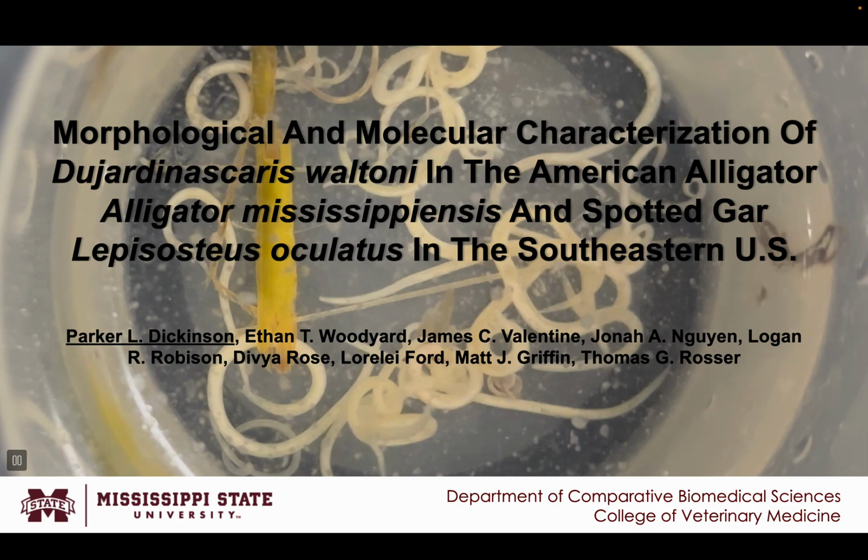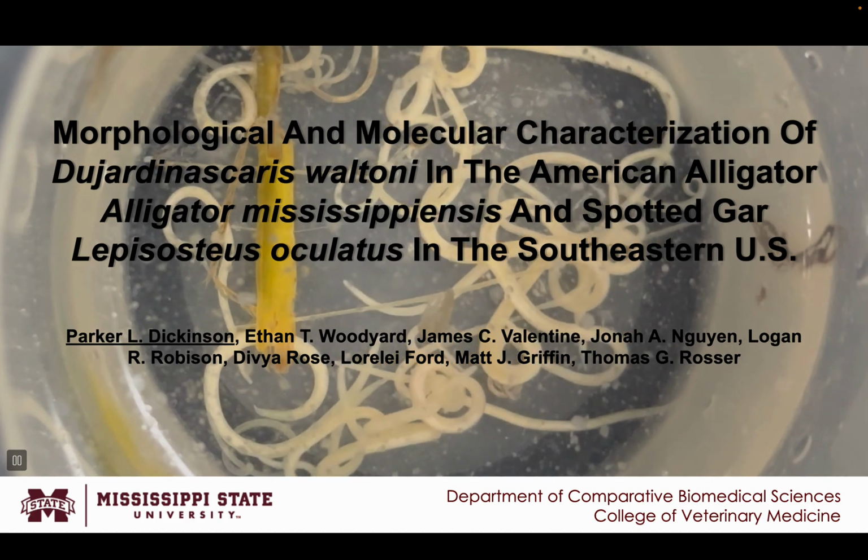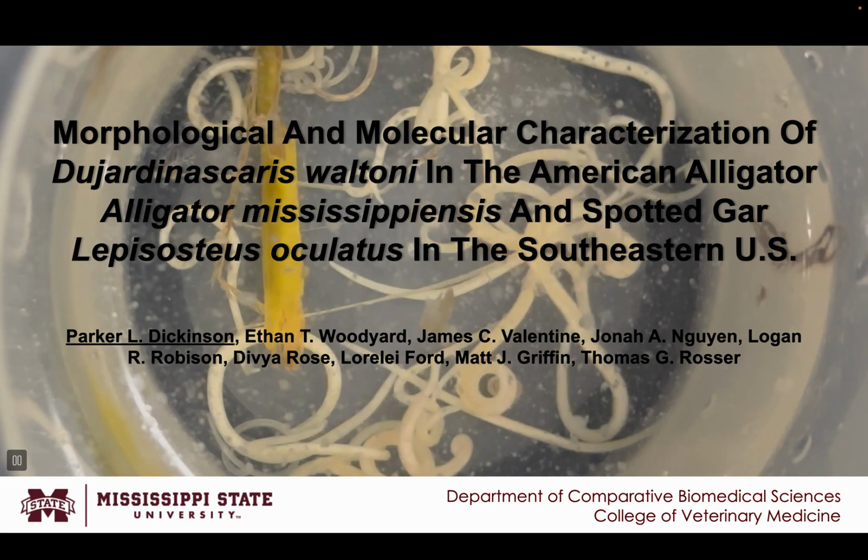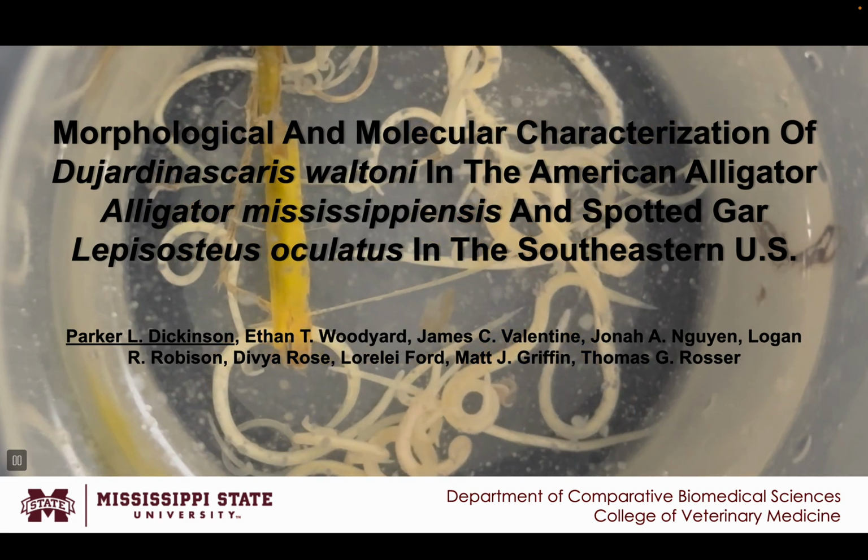I'm an undergrad at Mississippi State University majoring in animal and dairy science, hoping to go to vet school. I work alongside Dr. Graham Rosser, and I'm here to present the morphological and molecular characterization of Dejardinascus waltoni and the American alligator and its larval form that's found in the spotted gar in the southeastern U.S.